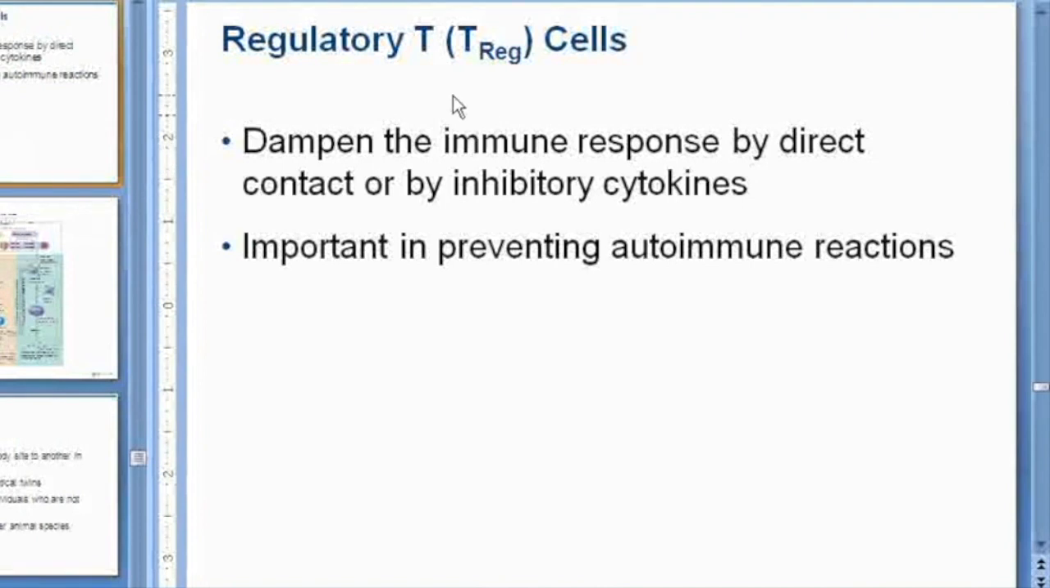Notice since the regulatory Ts slow down the immune response, they're important for slowing down or preventing autoimmune reactions. If we had the immune response not slow down, that would stimulate autoimmunity. Just like if too many of those T cells that got out attacked self.